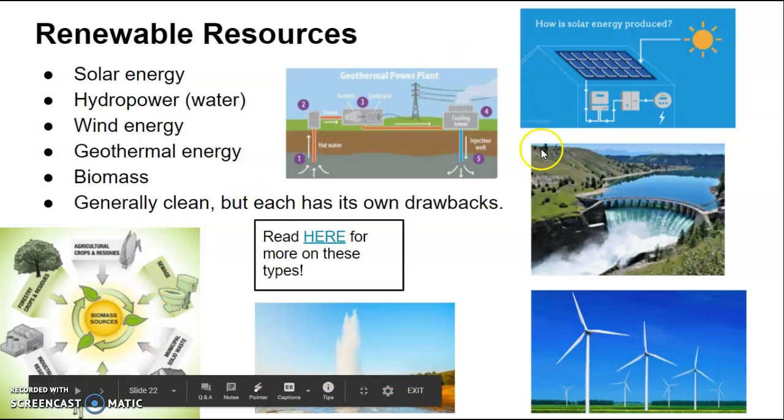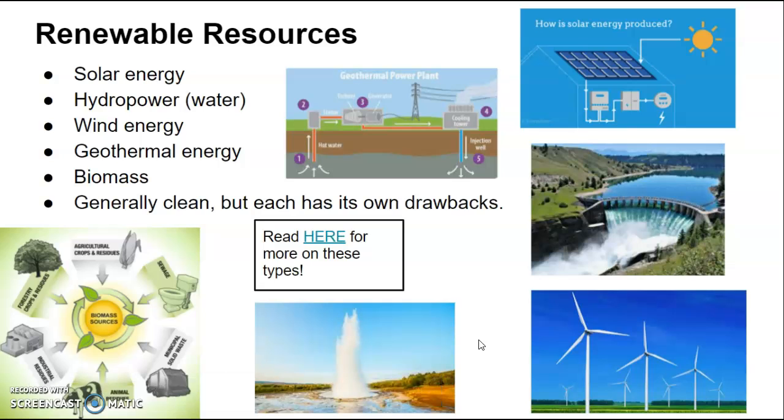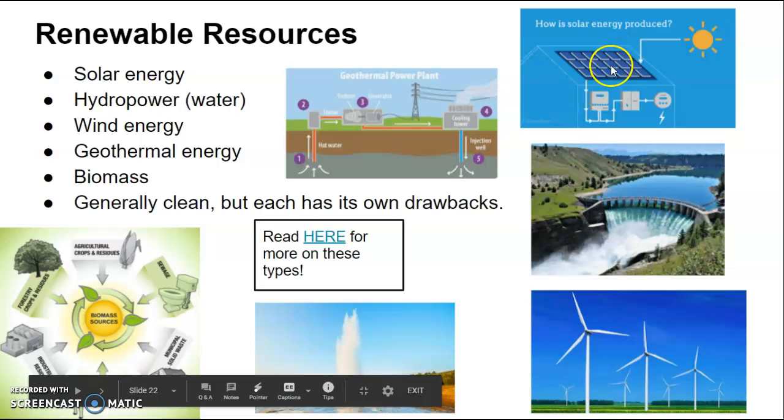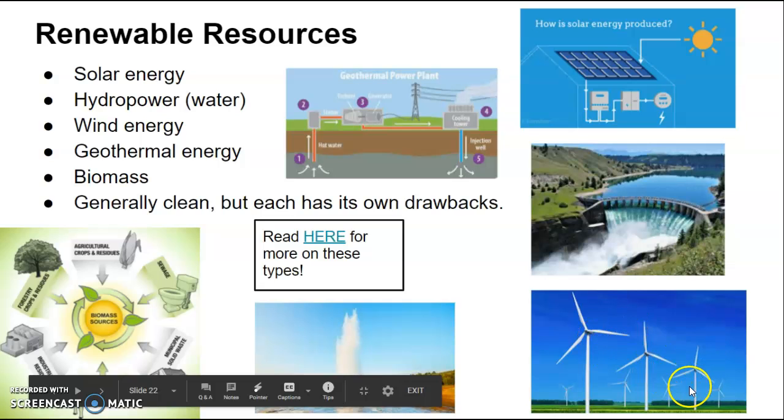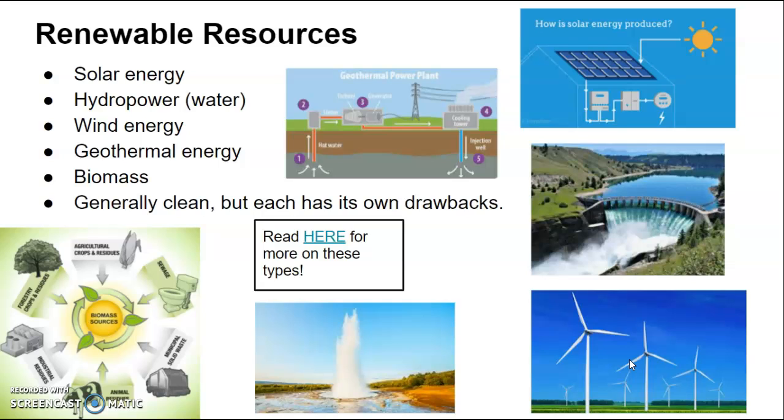So for each one of these, they are all generally clean. They produce less air pollution and carbon dioxide and whatnot, but they also have their own drawbacks. It might be that the materials needed to make the solar panels are expensive or rare. It might be that the dam messes up the local ecosystem. We might run the risk of killing some birds with windmills. Plus, they're not that pretty. I've also heard that they're noisy. I've never lived near them, so I can't actually say whether that's true or not. And so you get the idea. They each have their own drawbacks.